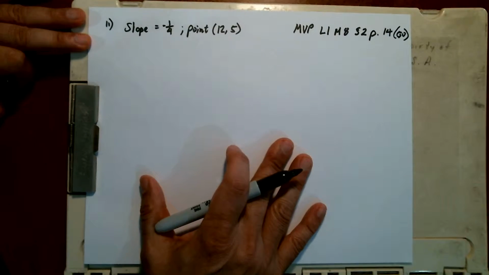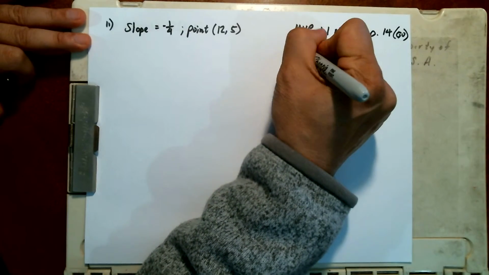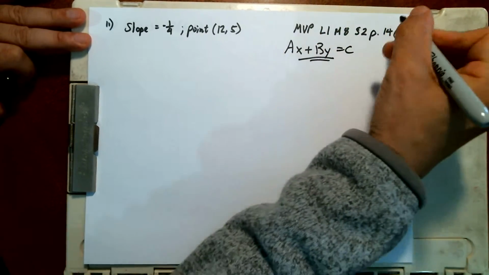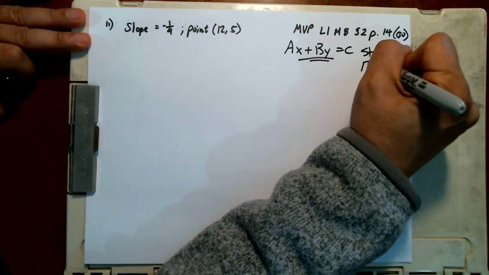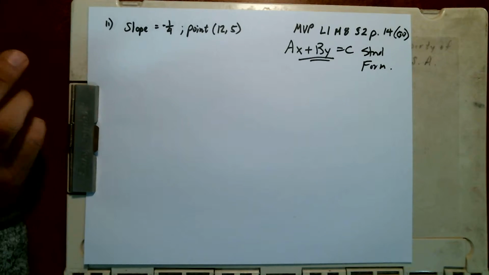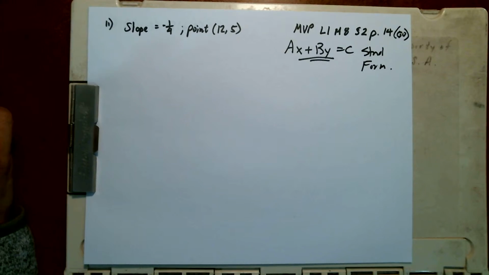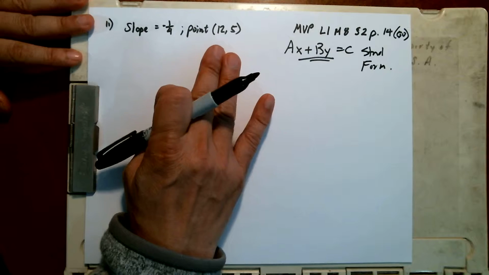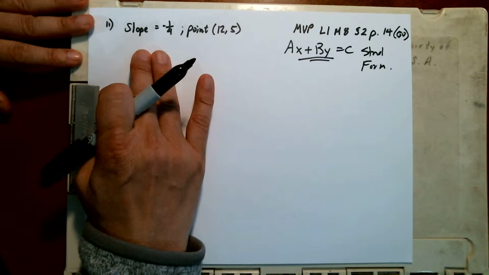So what is standard form? Standard form is ax plus by equals c. This is called standard form. So if you have it in terms like y slope intercept form and stuff like that, that's not going to help. So you're given a point right over here, 12, 5, and you're given the slope.